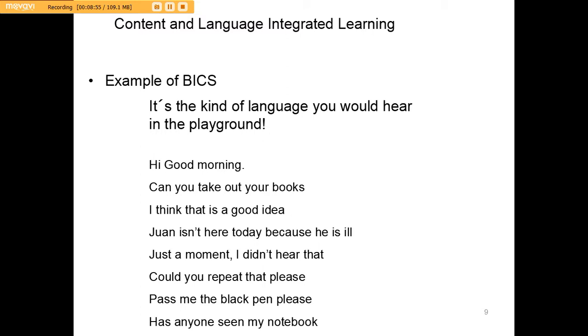This is kind of functional, everyday language, which, yeah, you can use in the playground, but this is a skill that can be transferred to other environments, and it gives the kids this can-do sense of being able to speak, communicate, negotiate meaning, and interact in an additional or second language.